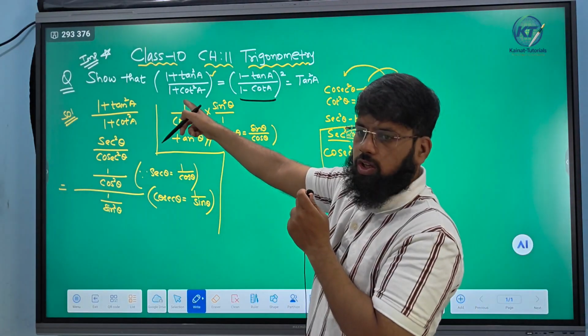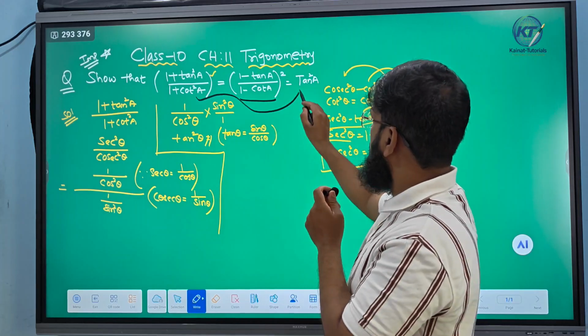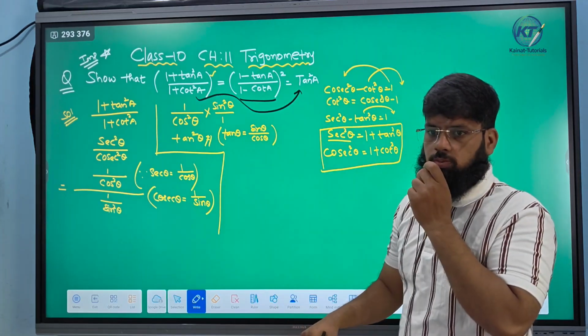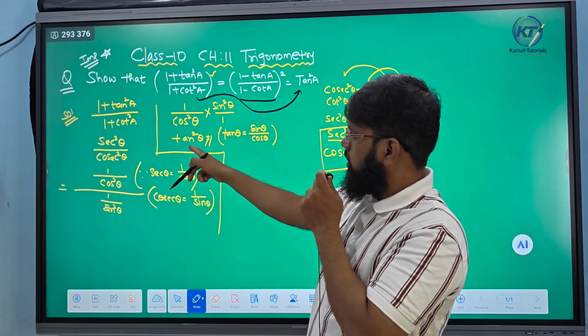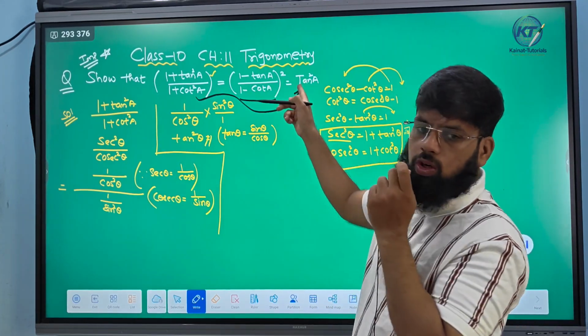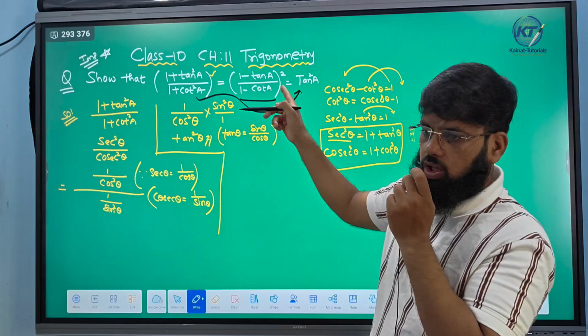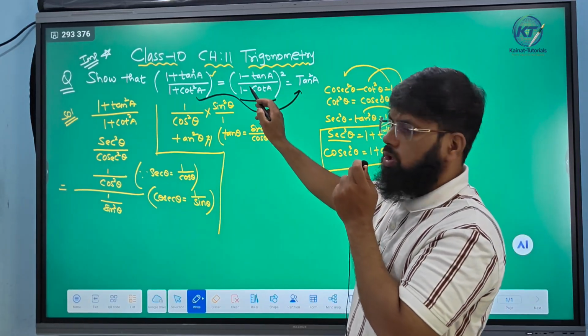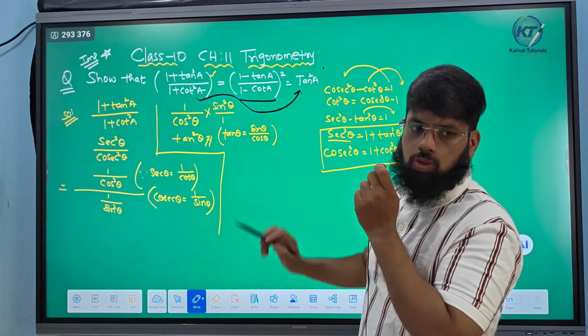Okay. First one we have taken. We got the answer. What answer did we get? Tan square A. See here, tan square theta we got at last. Now we are going to take this one and we are going to get again what answer? Tan square A. It means this is equal to this one, this is also equal to this one.